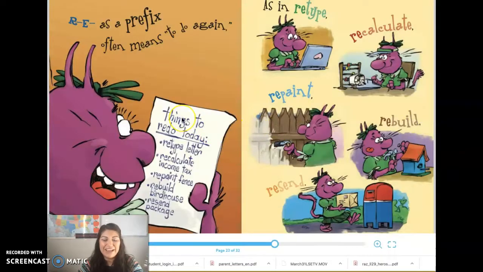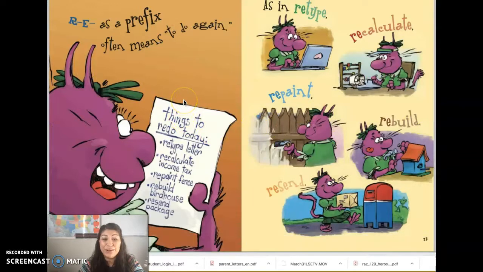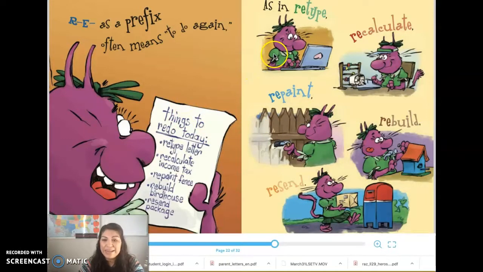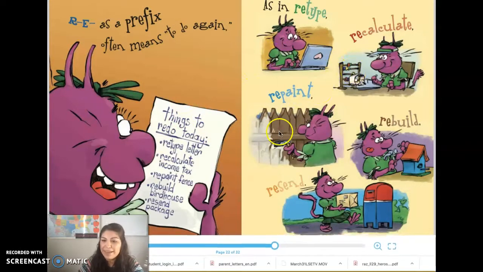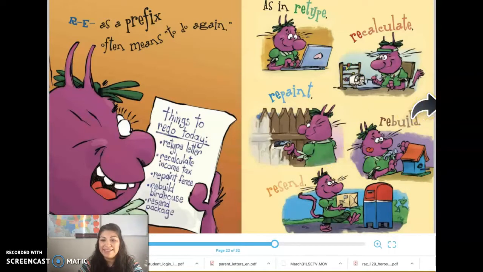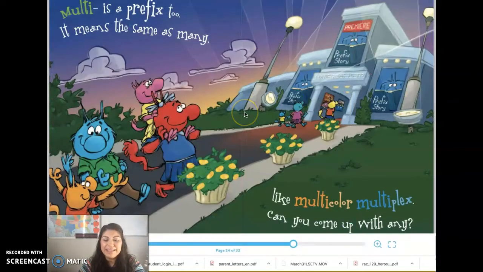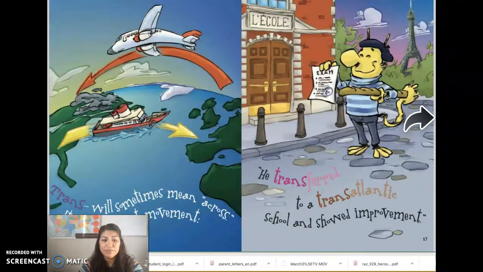Re as a prefix often means to do again, as in retype, recalculate, repaint, rebuild, resend. Multi is a prefix too. It means the same as many, like multicolor and multiplex. Can you come up with any? Trans will sometimes mean across. It often hints at movement. He transferred to a transatlantic school and showed improvement.